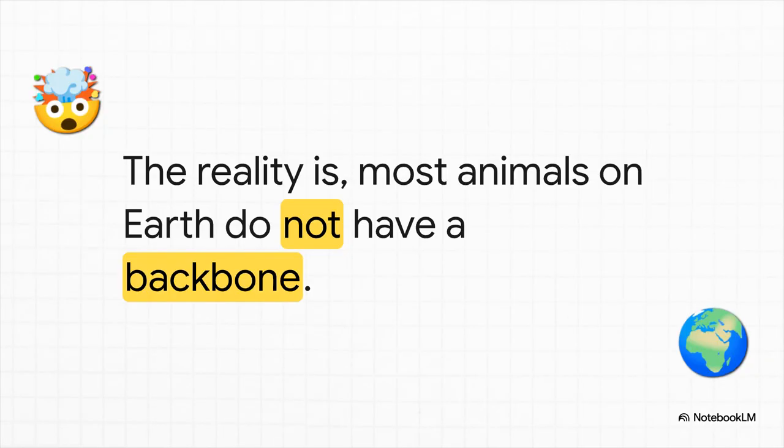So here's the key takeaway. The picture we have in our head of a typical animal is probably wrong. We think of lions, eagles, and dogs, but really the average animal on this planet is way more likely to be something like a beetle or a worm, something with no backbone at all.